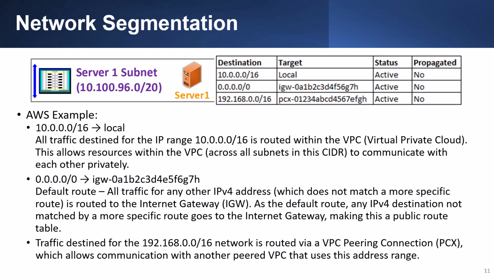The default gateway, as denoted as 0.0.0.0/0, will route packets to the Internet Gateway, which means packets will be sent out to the Internet. Lastly, the last entry has the packets aimed at 192.168.0.0/16, which is sent to a VPC peering connection, which allows communications with another paired VPC that uses this address range.